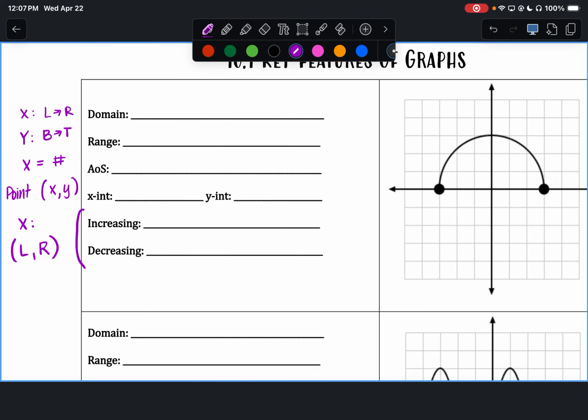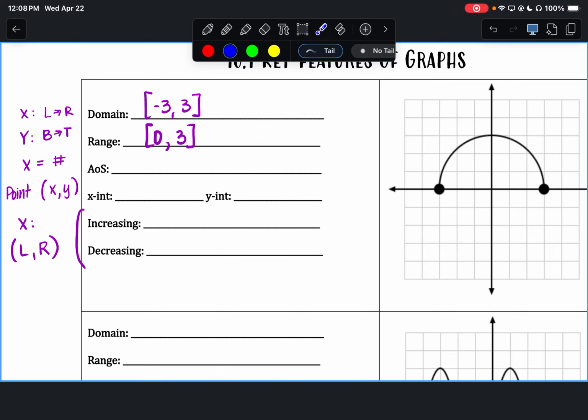Bracket, -3, bracket, right? Yep. Bracket, -3, comma 3, bracket. Because what are both of those points right there? Closed dots. So that means we use brackets because they can equal those. All right, for the range, what's the lowest y value? 0. And what's the highest y value? And do those get parentheses or brackets? Both of them get brackets.